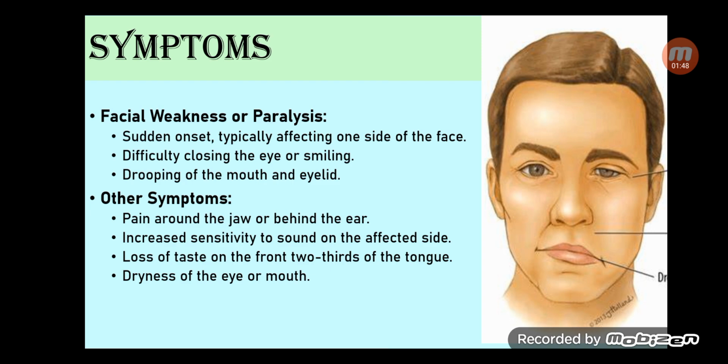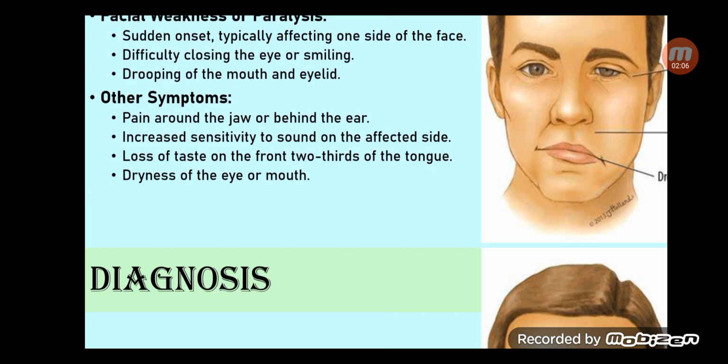Other symptoms include pain around the jaw or behind the ear. It also includes increased sensitivity to sound on the affected side and loss of taste on the front two-thirds of the tongue, and dryness of the eye or mouth is also an associated symptom of Bell's palsy.